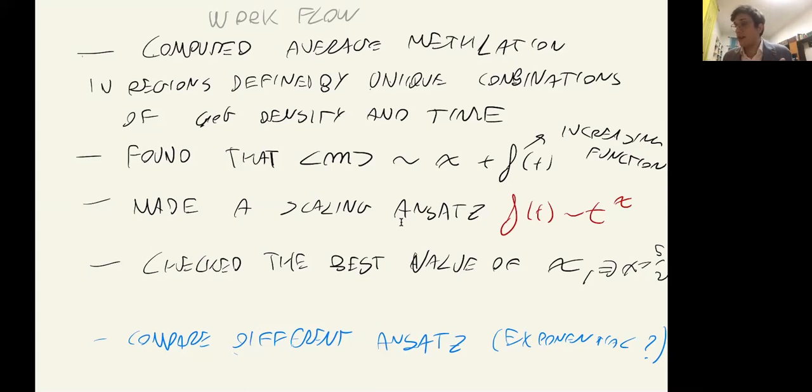And so we found that the average methylation at the end increased as alpha plus some power of time, some function of time, and this function of time is t to the alpha, with alpha equal to 5/2. We check the best value.